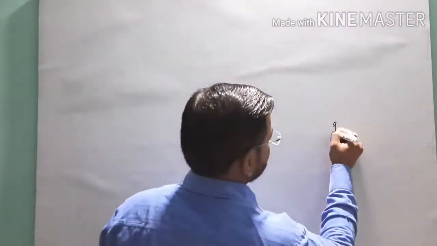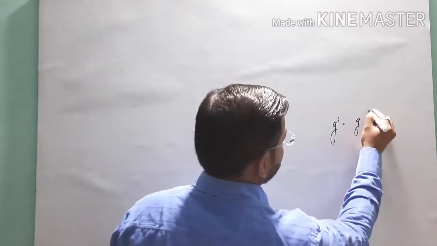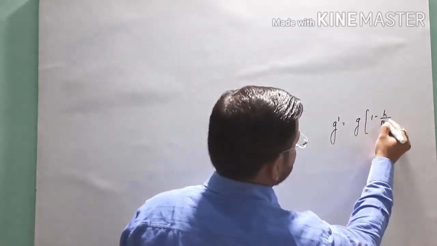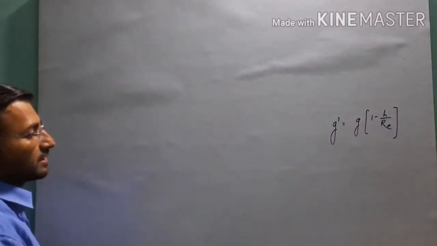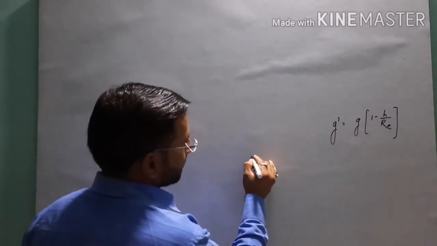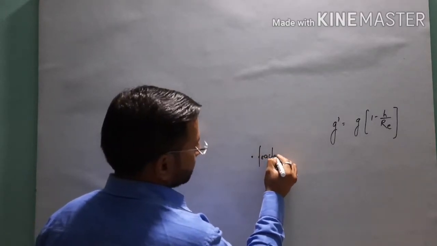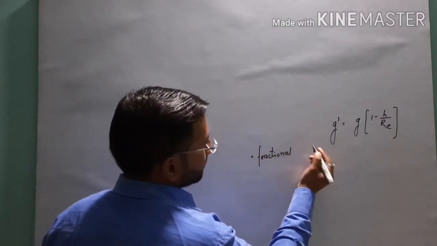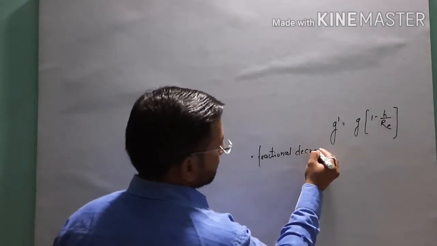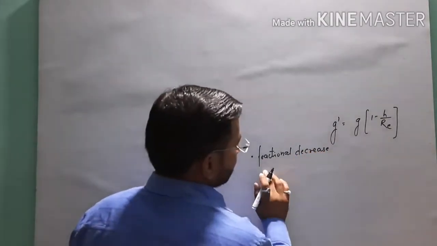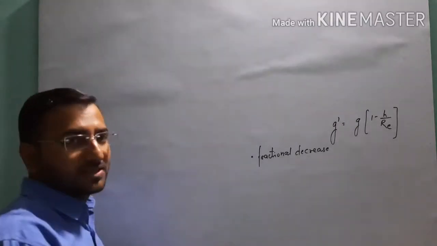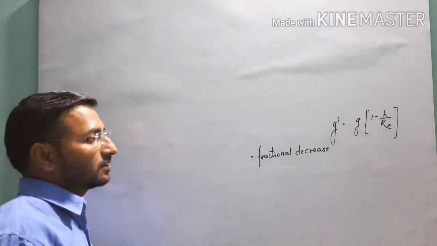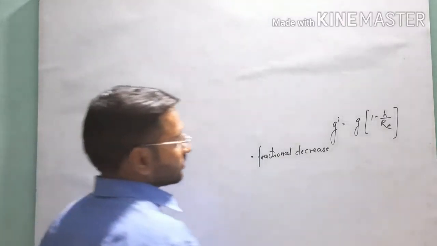Now students, after the discussion about the acceleration due to gravity at height h above the surface of Earth, we can see some other special cases. If we talk about fractional decrease, we can first understand the fractional decrease and percentage decrease, so that we can easily handle the numerical which I am giving you.